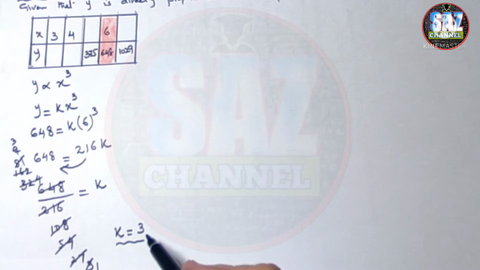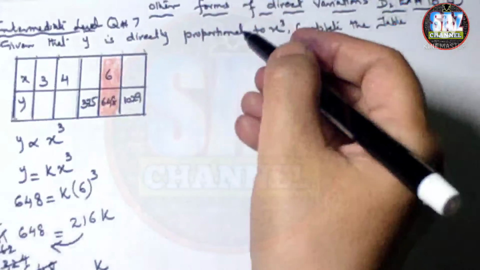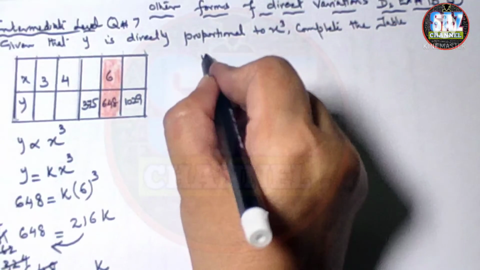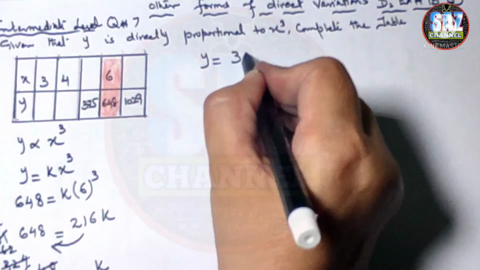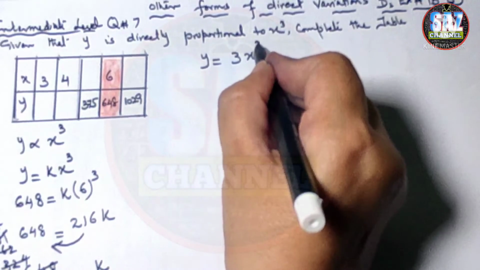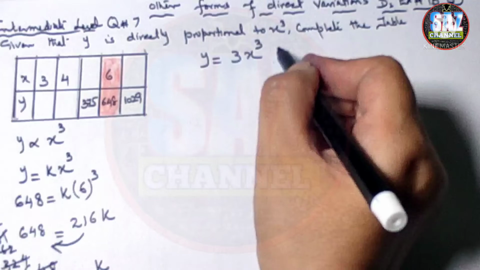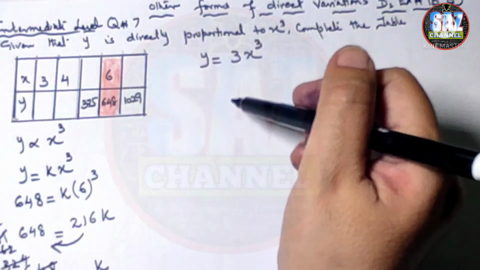So let me try this once again. 648 divided by 216 equals 3. So the equation that we are getting is y equals 3 times x cube. So we have the rule with us that will help us in completing the table.